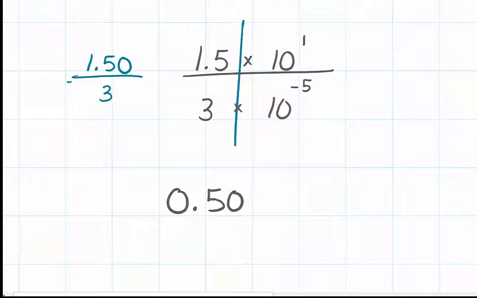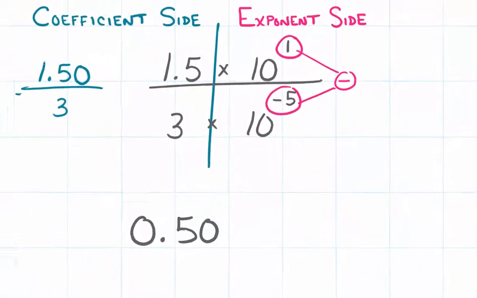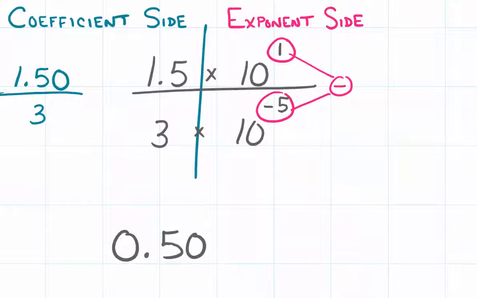Okay, that takes care of the coefficient side of things. Now the exponent side of things. On the exponent side, we're going to go ahead and connect these with a subtraction bond. And we always are going to start with the numerator, whatever exponent that is, and then subtract the denominator exponent. And so off to the side, I can go ahead and write my power of 10. And above it, I'm going to write 1. That's good. And then my minus sign.